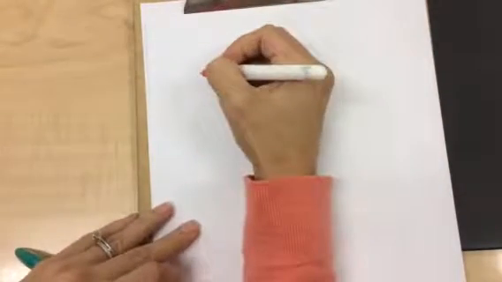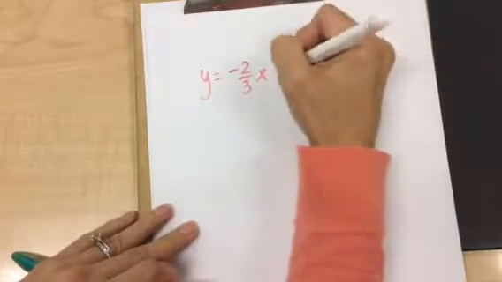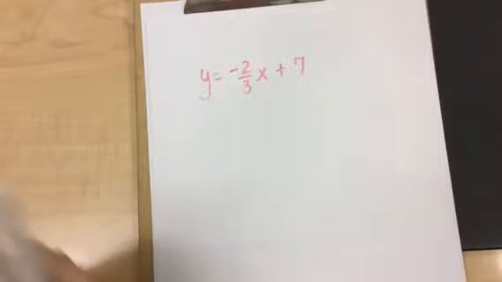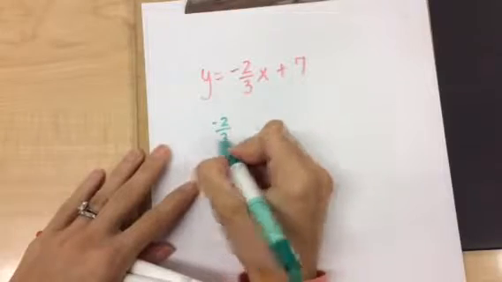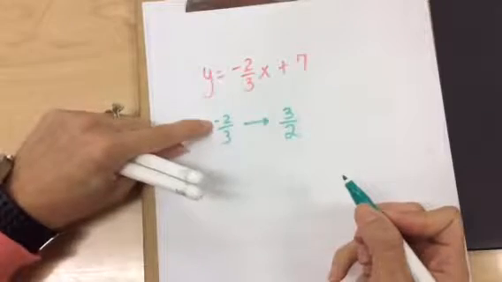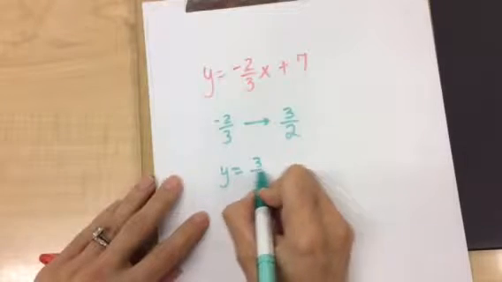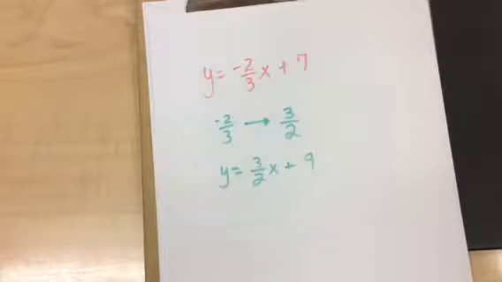Something else we can do with perpendicular lines is we can take an equation, for example, y equals negative 2/3 x plus 7. If we want to write an equation that is perpendicular to that, we need to change the slope to the opposite and then pick any y-intercept. If I start with negative 2 over 3 and flip it, it becomes 3 over 2. Since this is negative, we keep it positive. So my new equation would be y equals 3 over 2x plus 9. You can pick any number for your y-intercept.